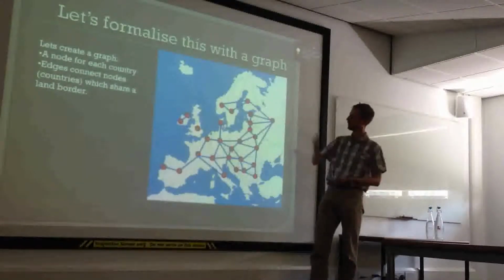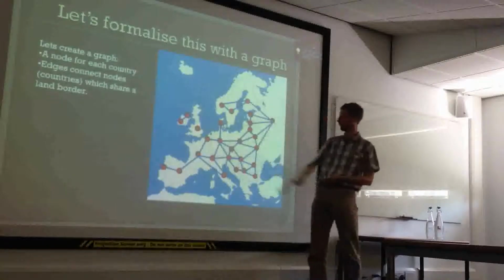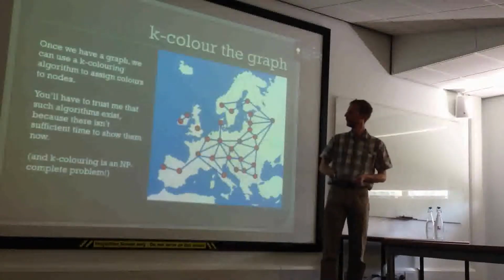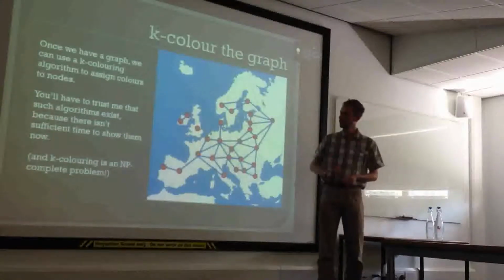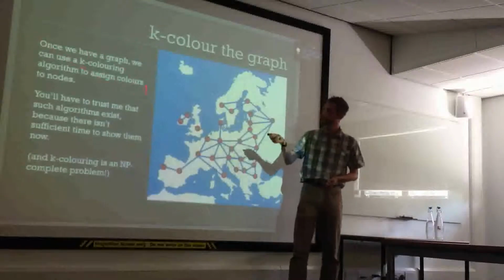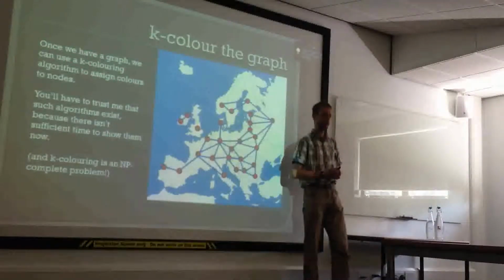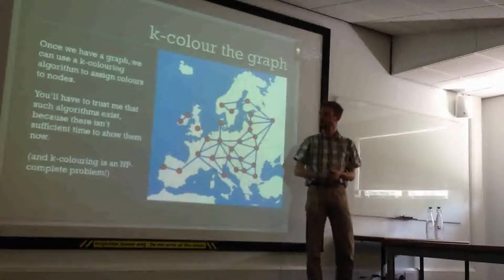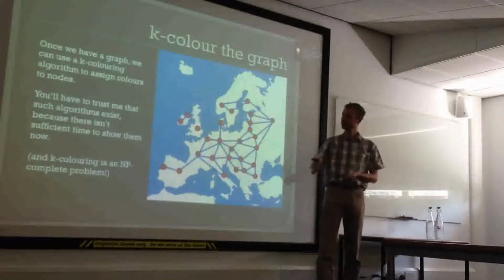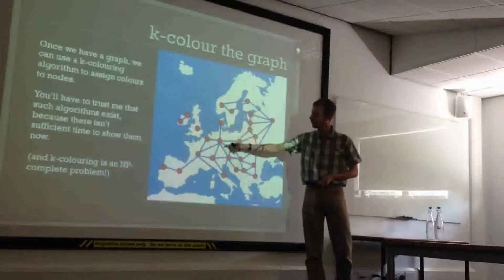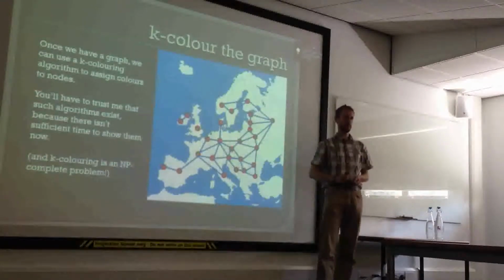And we end up with something like that. I've missed out lots of countries, I got bored after. And once we have this graph, we can use a special algorithm called a k-colouring algorithm. The idea of a k-colouring algorithm is you give it a set of k colours, so you might have 10, and the algorithm applies those colours to the graph such that two nodes connected by an edge do not get given the same colour.